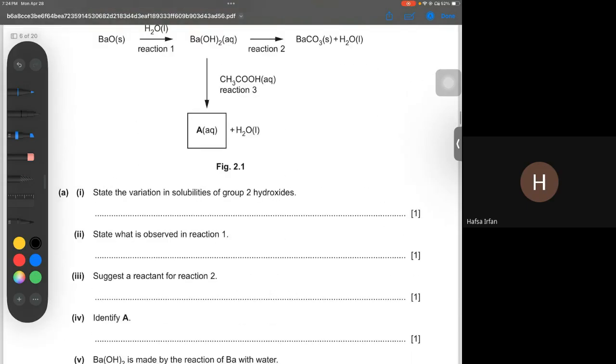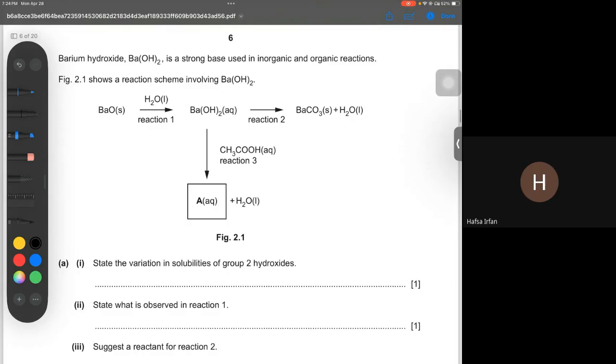And then they are saying state the variation in solubilities of group 2 hydroxide. I told you solubility of group 2 hydroxide increases down the group.